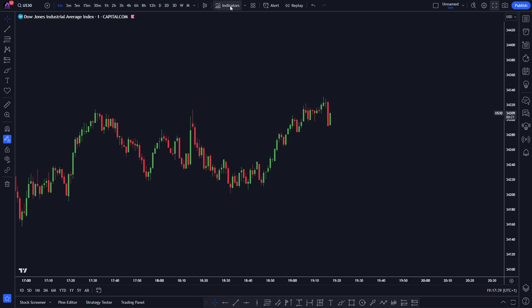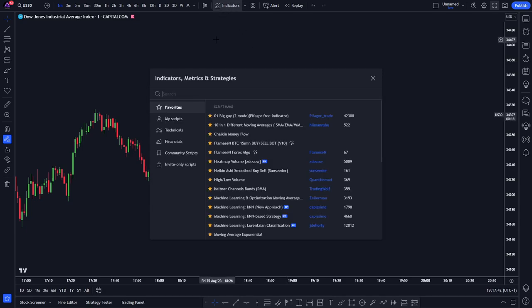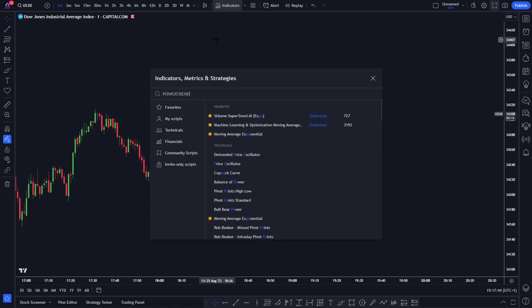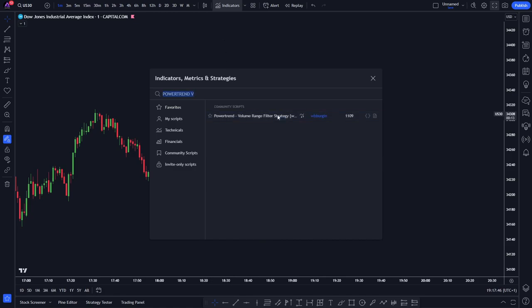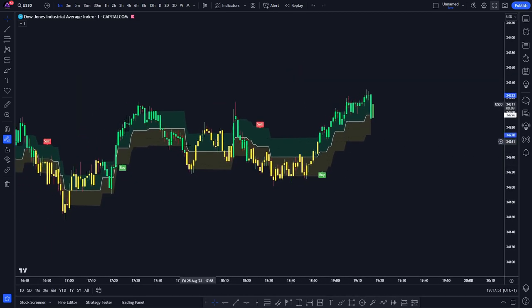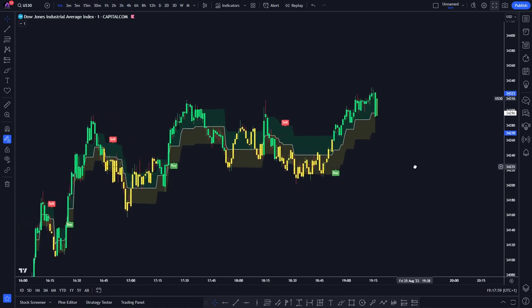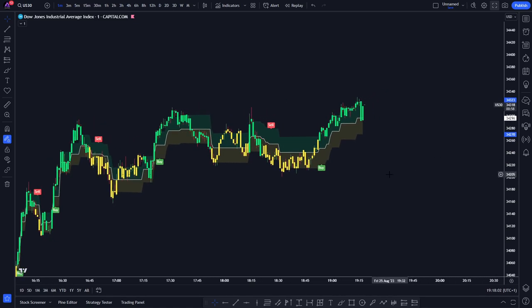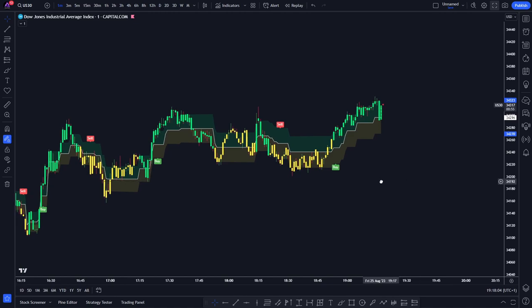First, you need to navigate up to the Indicators tab and search for Power Trend Volume Range Filter. It is this one here, created by W. Bergen. This indicator can also aid in setting stop loss and take profit levels. During a trend, we can position our stop loss just below the low volume zones, thereby minimizing risk and maximizing potential gains. Keep in mind that trading is inherently risky, and this trading strategy doesn't guarantee profits. It is crucial to implement sound risk management and use this strategy in conjunction with other analytical techniques.